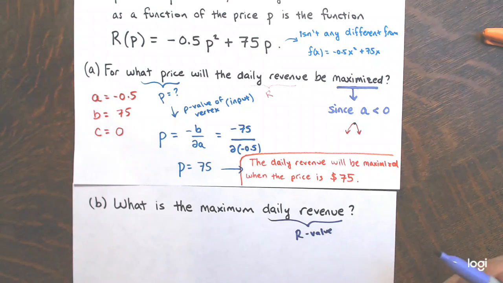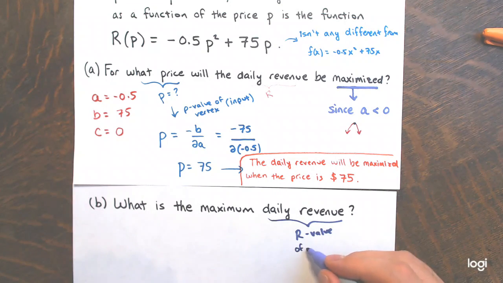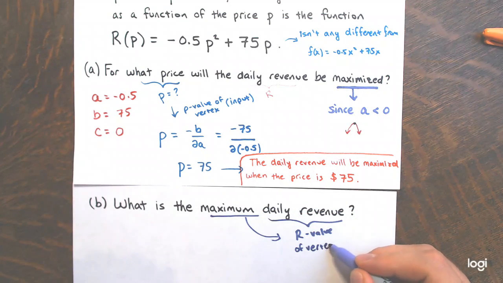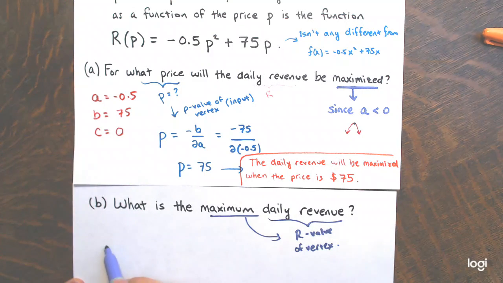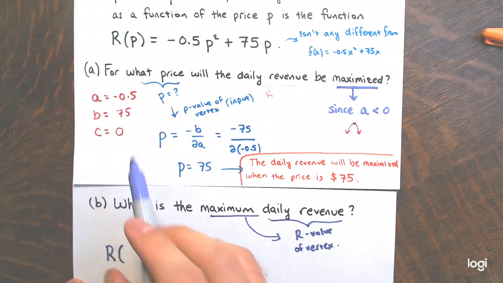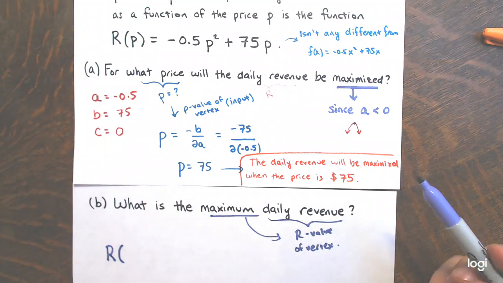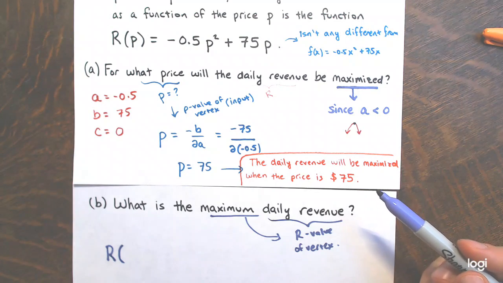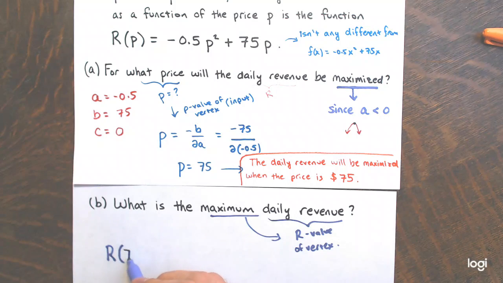That's a value of this capital R representing revenue. And this is the R value of the vertex, right? The maximum daily revenue is the R value of the vertex. So we just need to find what's R, right? The value of the revenue when the price is $75. We said in the previous part that when the price is $75 for a calculator, they'll have their maximum revenue. So what is R of 75?